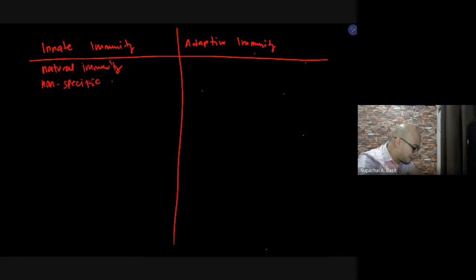So meaning to say, when you are protected because of your skin as the epithelial barrier, your skin will protect you against any other kind of pathogens, non-specifically. Okay, unlike innate immunity, adaptive immunity is also known as the specific immunity.